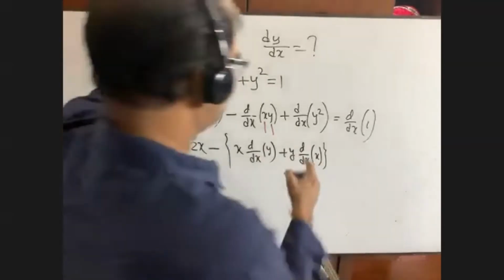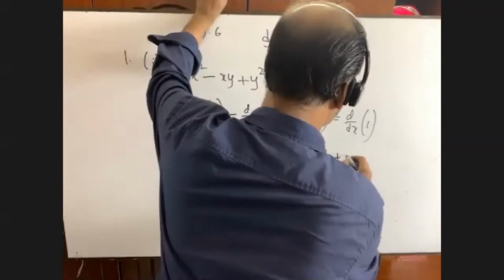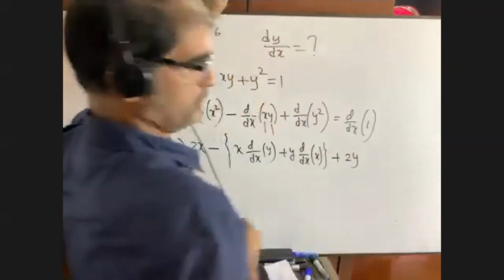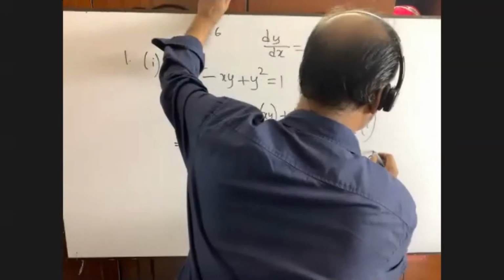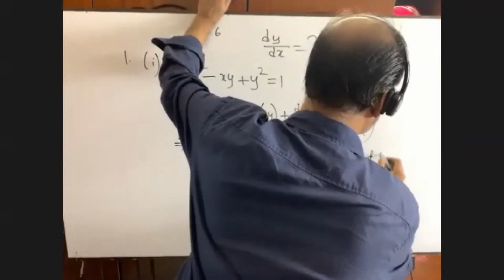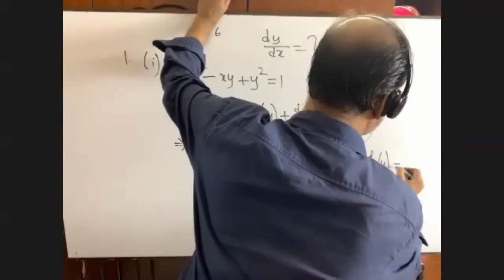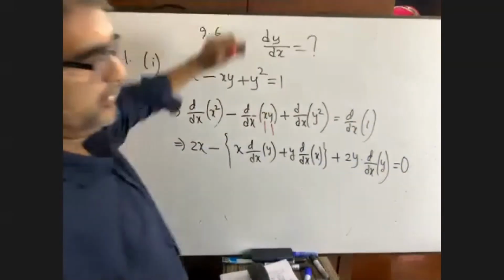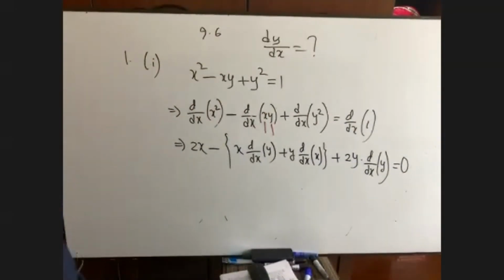Then let me know. This is y square. Y square equals to what? 2y. Then d by dx y. It is y only. And it is 0. If you fail to understand, please let me know.